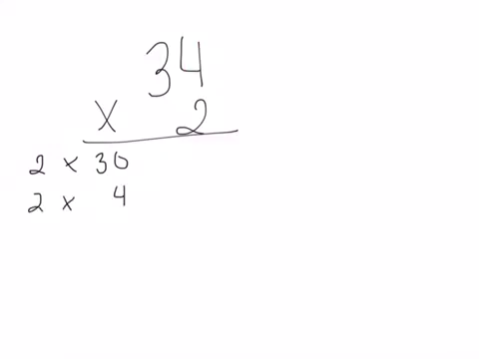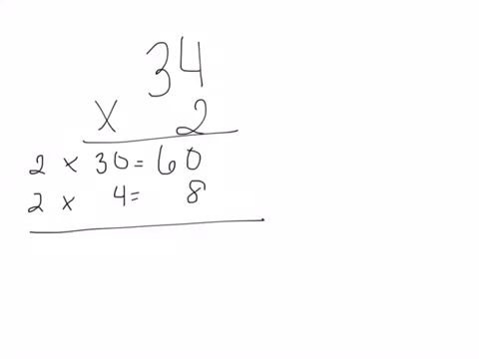The reason why we use multiplication when we say groups of is because it is a multiplication problem, but we want to make sure that we're thinking of them as groups. So 2 groups of 30 is going to be, does anybody have an answer? Peyton? 60. 2 groups of 4 is going to be Haley? 8.